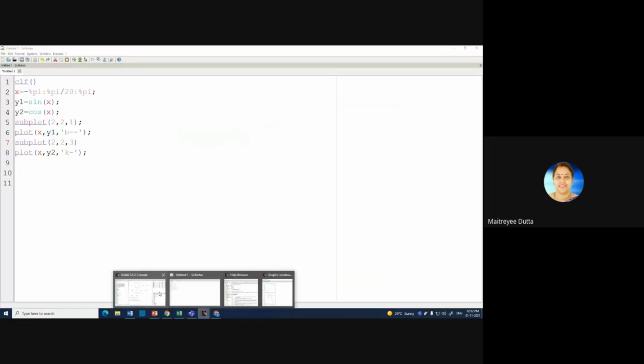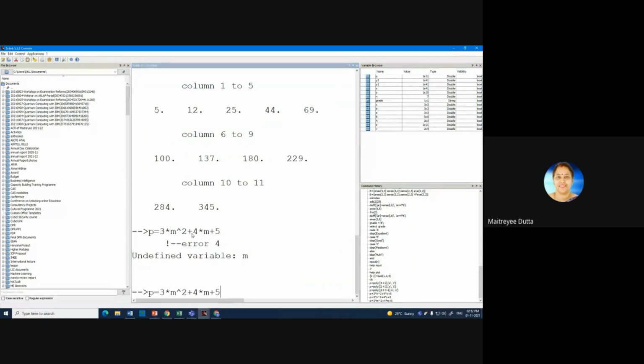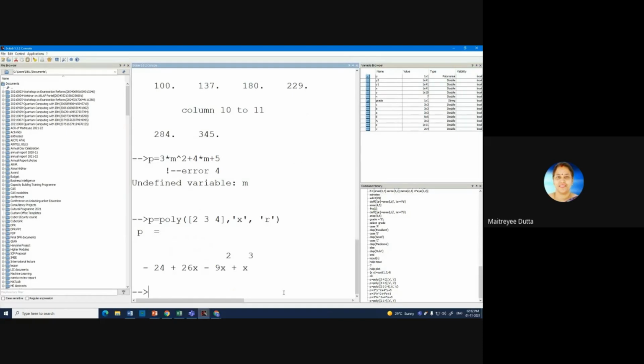For example, let me just say the same thing. I am giving, for example, r, that is 2 and 3 and 4 are the roots of the polynomial equation. Now let us see what it gives. It is giving x cube minus 9x square plus 26x minus 24.